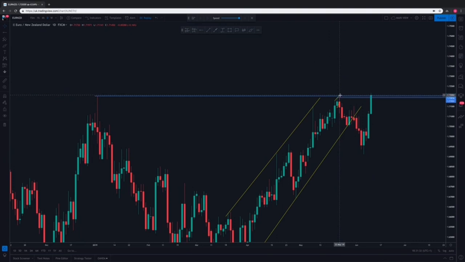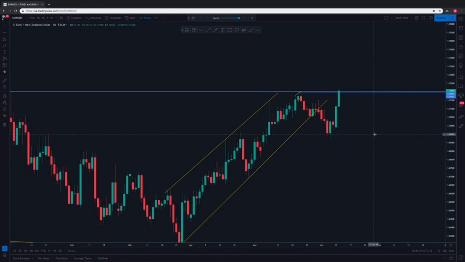Very, very important. Big difference between, look at how impulsive this is, moving to the upside, which could still retrace, by the way, compared to something like this. Very, very important. Let's move on to the next example.